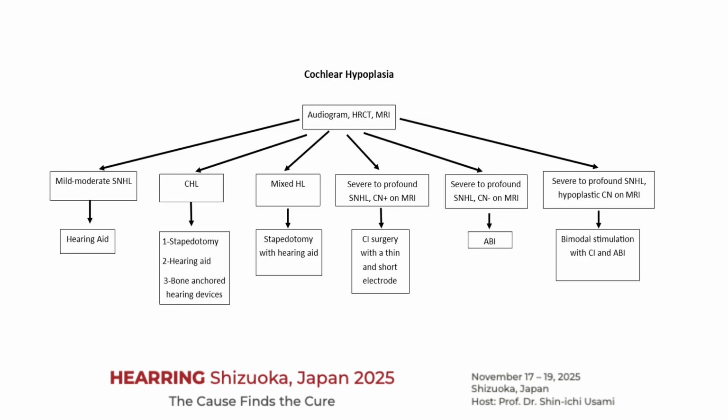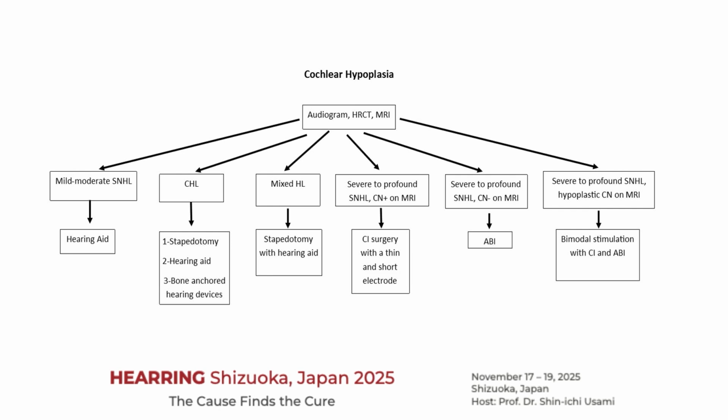And here you can see a diagram showing all the possible outcomes for cochlear hypoplasia. They can present with mild to moderate sensorineural hearing loss, which can benefit just from a hearing aid. You can see conductive loss, especially for type 3 and 4. You can do a stapedotomy, just a hearing aid, or, because the facial nerve anomalies can complicate the surgery, you can go directly to bone-anchored hearing aids too.